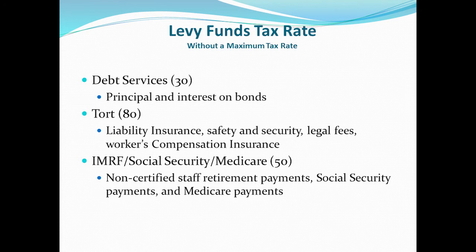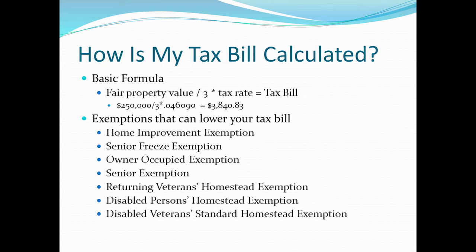The big question we always get is, how is my property tax bill calculated? And it's not always easy to figure out, but the basic formula is fair property value divided by 3 times the tax rate equals your tax bill. So if you have a $250,000 house, you divide that by 3, that gives you $75,000, which is your equalized assessed value. You take that times the tax rate, and then you get the amount of your tax bill. This is before any exemptions come into play.